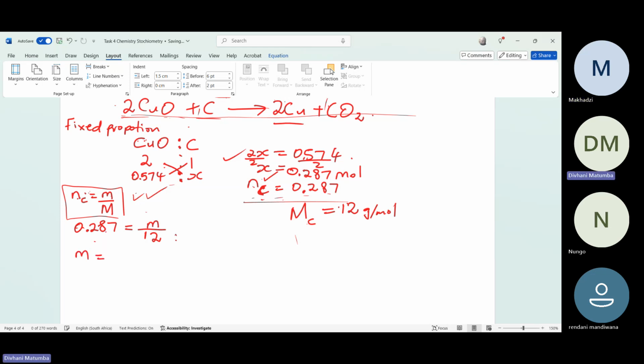So if you cross multiply, you are going to have 12 times 0.287. 12 times 0.287 is how much? Do you have a calculator now, Makadzi? Yes, I do. Okay, how much did you get? 3.444.